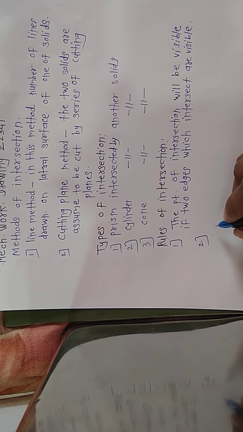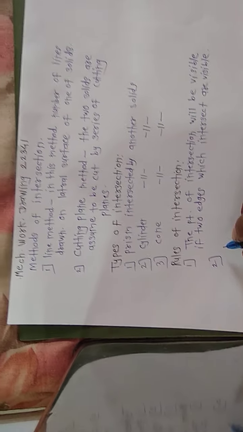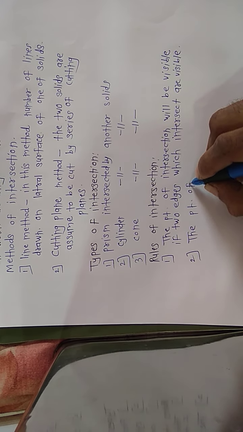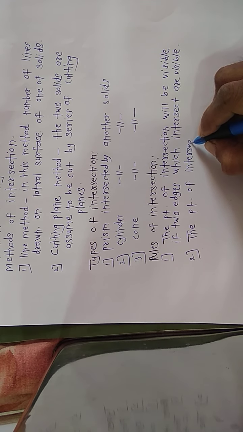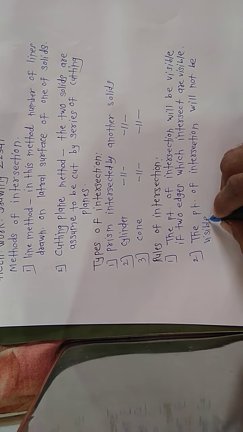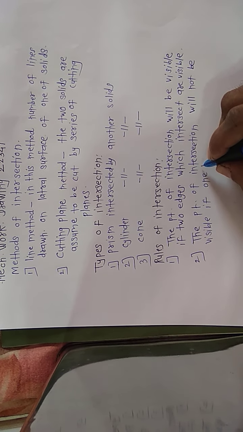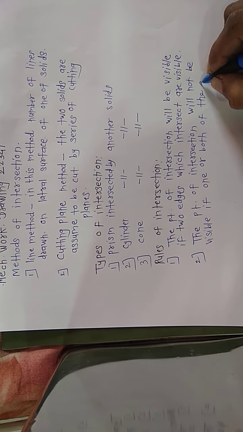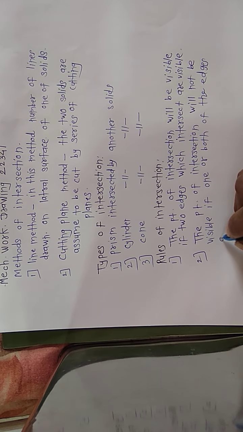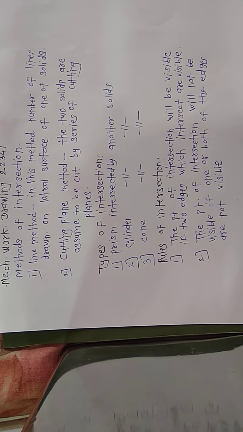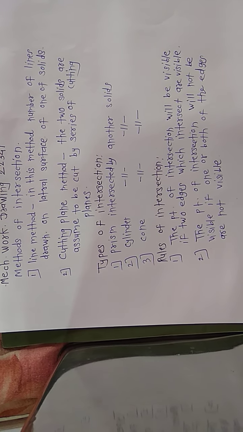Second, the point of intersection will not be visible if one or both of the edges are not visible. These are the general rules for the intersection.